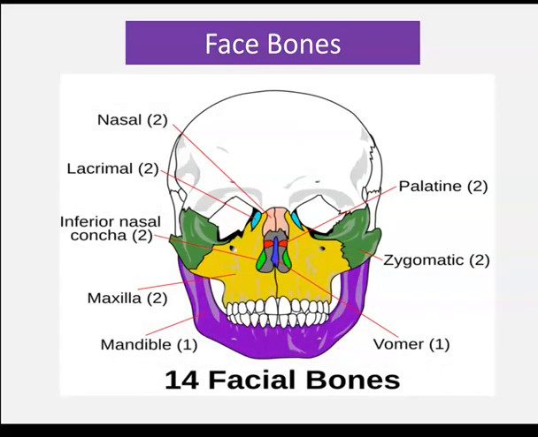Face bones have 14 bones, in which there are 2 nasal bones, 2 lacrimal bones, 2 inferior nasal conchae, 2 maxilla, 1 mandible, 1 vomer, 2 zygomatic and 2 palatine.